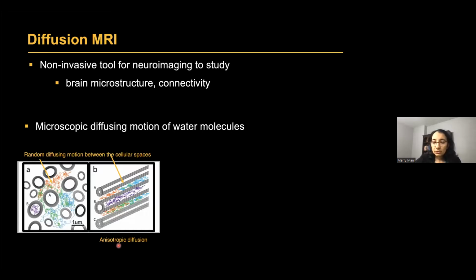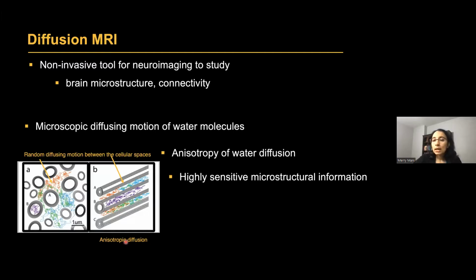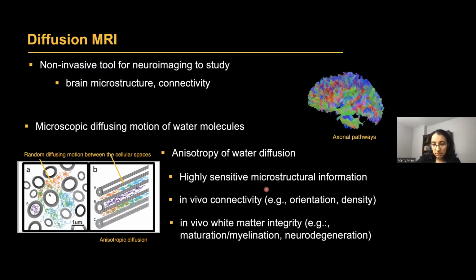So if we can characterize the amount of anisotropy present in a voxel, then it gives some highly important information about the underlying microstructure, and this information has been used extensively in the past to study in vivo brain connectivity as well as white matter integrity.